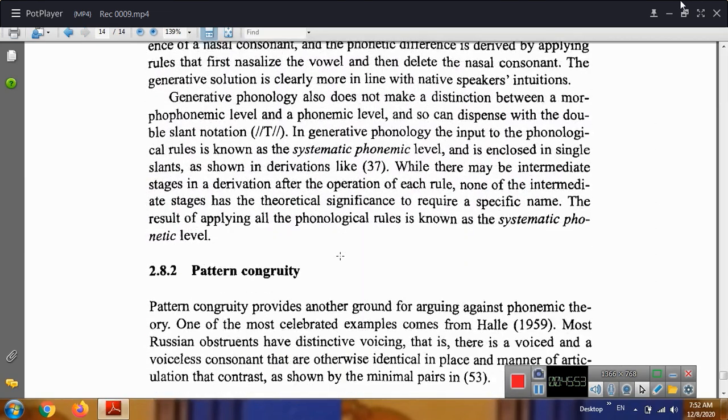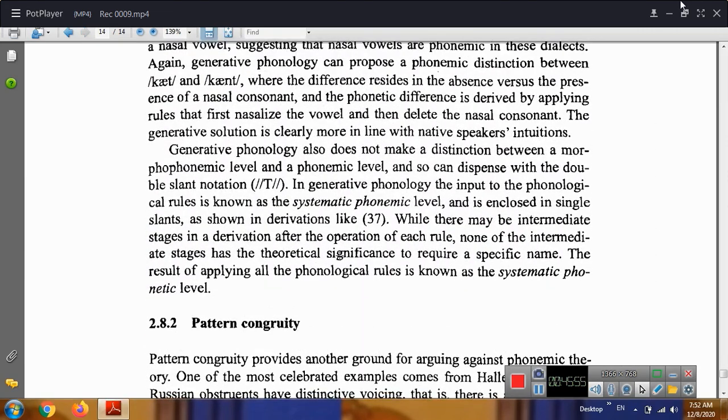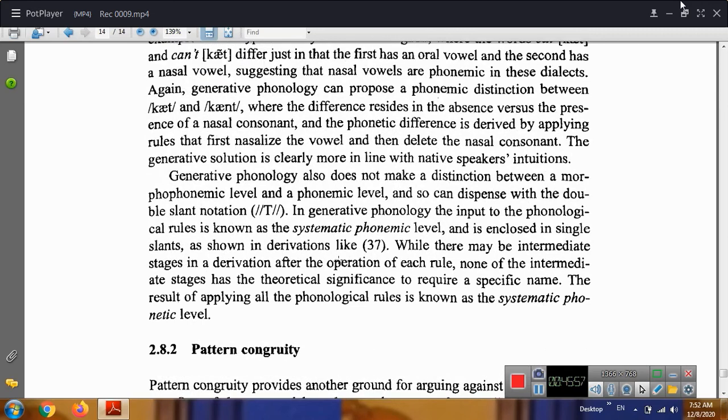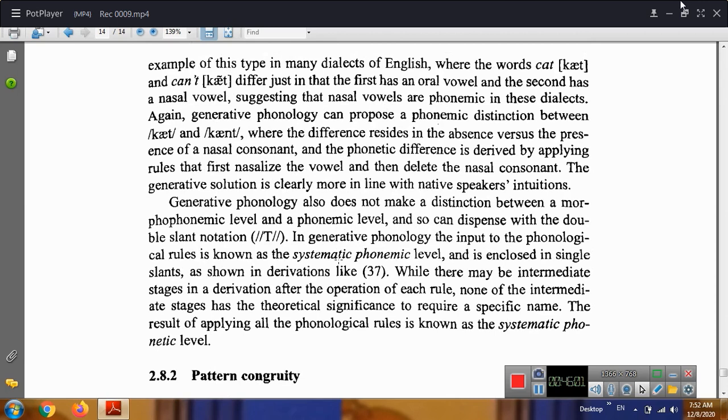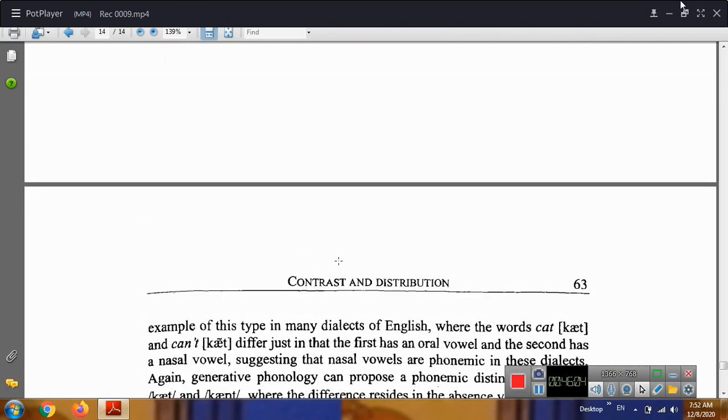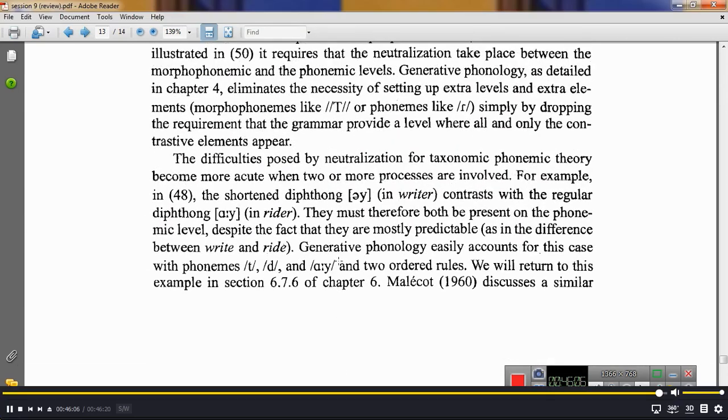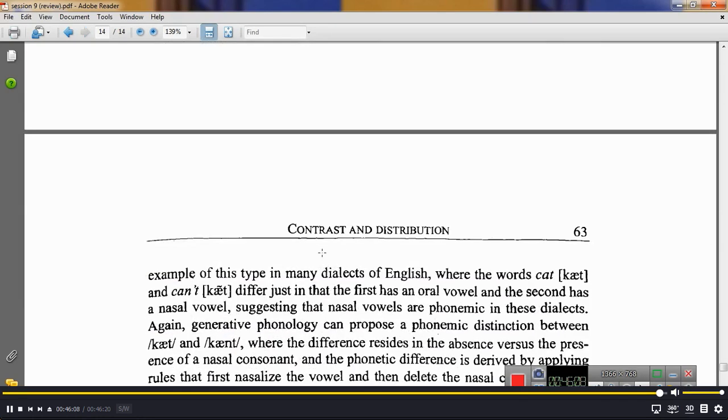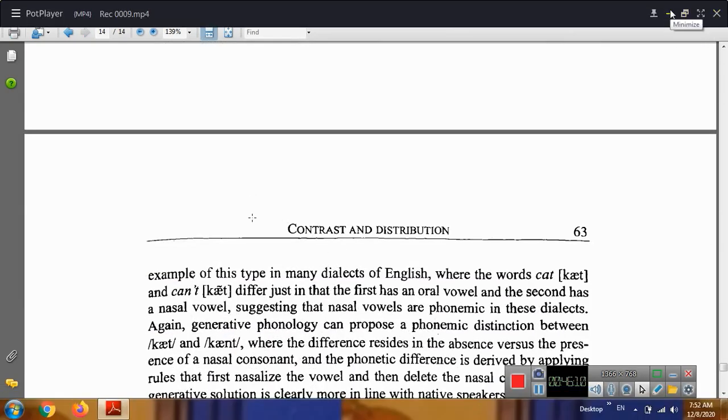But in generative phonology we don't have such a problem, because we can show the changes of the word step by step. Please look at this review, review these last three sessions, and ask your questions. I will try to solve them. Thanks.